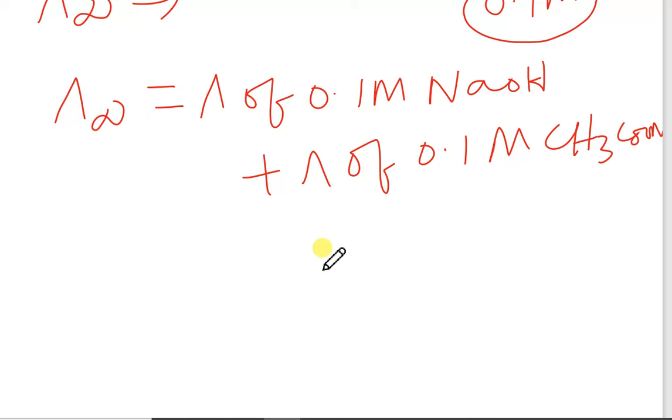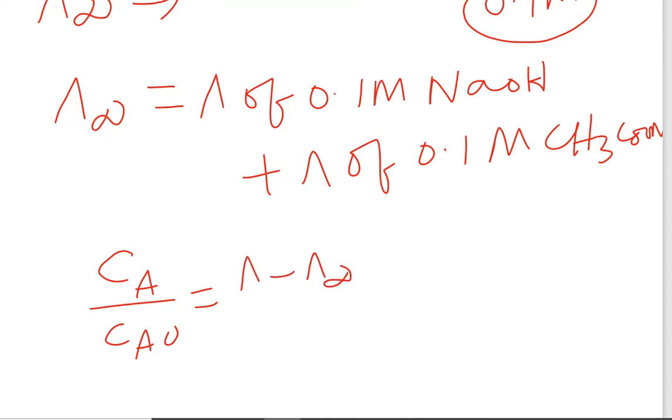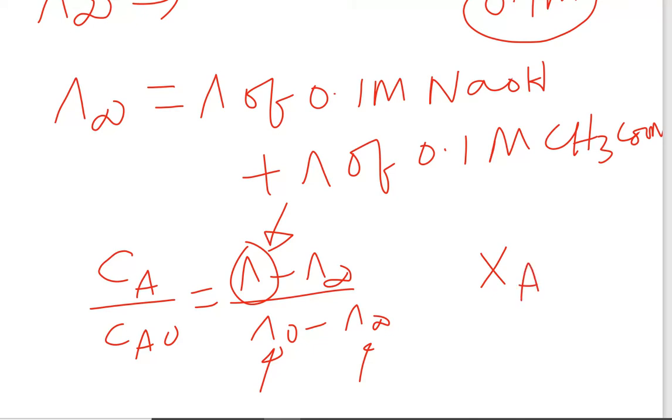Once you know lambda infinity and lambda 0, you can get the conversion. Ca by Ca naught is lambda minus lambda infinity over lambda 0 minus lambda infinity, right? Lambda 0 is known, lambda infinity is known, and lambda is measured in the reactor, or for plug flow it is measured at the exit of the reactor. Using this you can find the conversion.